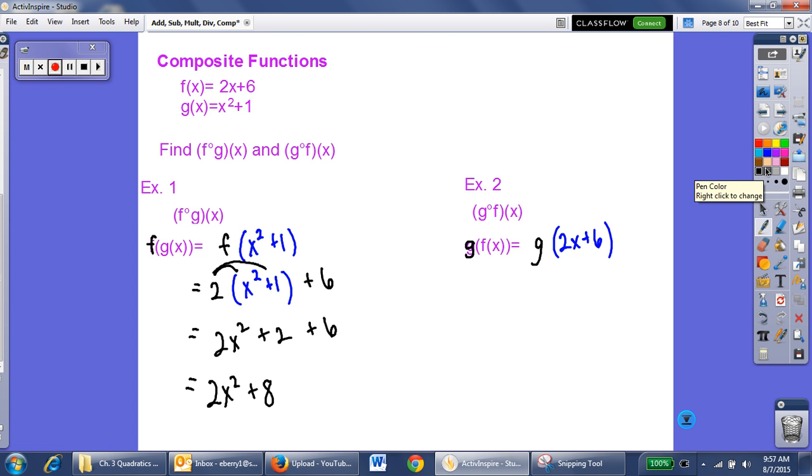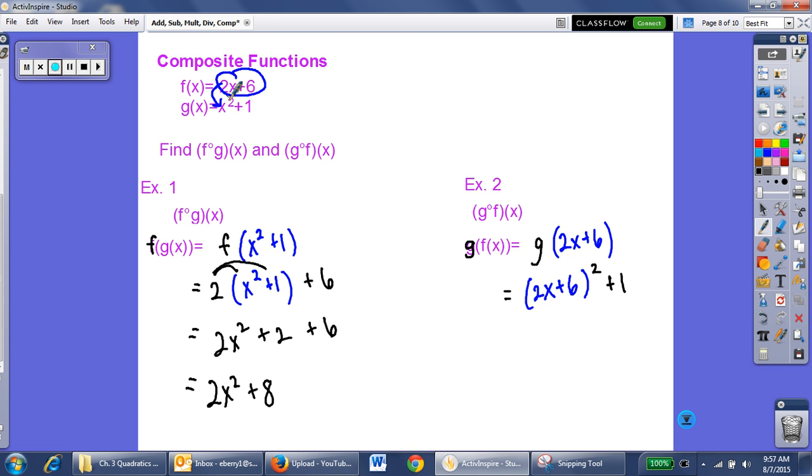Okay, let's go ahead and plug it in. So I'm taking 2x plus 6 here, and I need to plug it in for x in the second part, in the function of g. So now I have 2x plus 6 squared plus 1. So again, look at what happened. You can, if you want to, pause your screen and rewind. We have 2x plus 6 going into the g function. So it's getting substituted right where that x is.